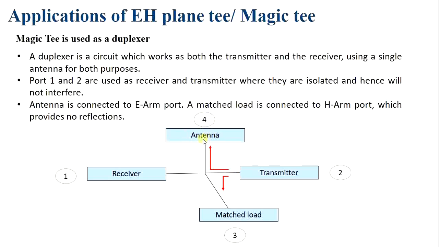And in the receiving mode, the antenna receives a signal from port 4, and the signal gets divided into port 1 and port 2 equally, and as the receiver is connected at port 1, it will receive the signal. In this way the magic T can be used as a duplexer, and the same antenna can be used for transmission and for reception by using the magic T.